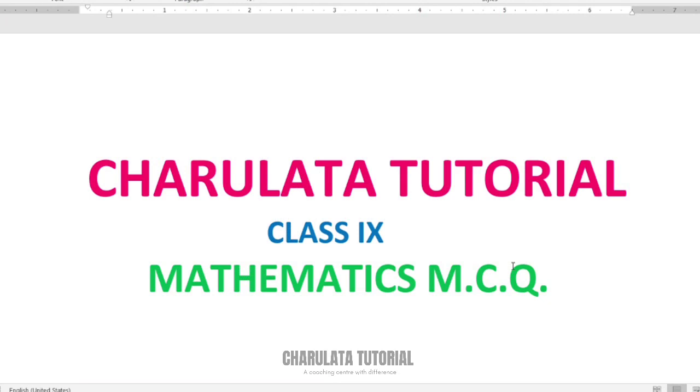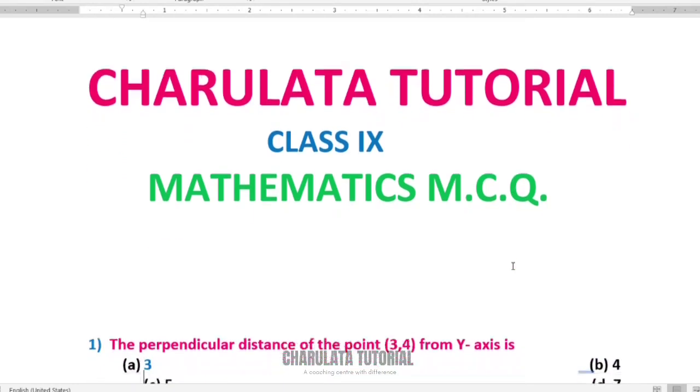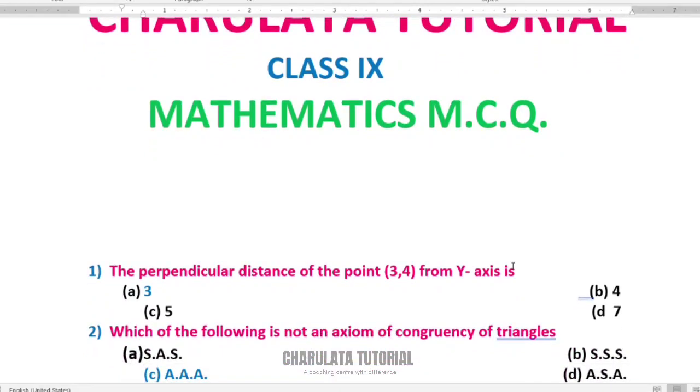In this video I am going to give you class 9 mathematics MCQ. Let us start. The perpendicular distance of the point (3, 4) from the y-axis is... The perpendicular distance from the y-axis is the abscissa. Here the abscissa is 3, so the correct option is 3.